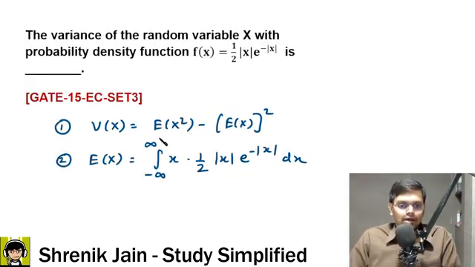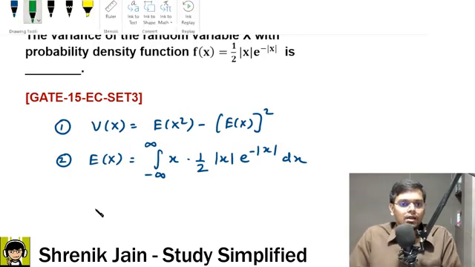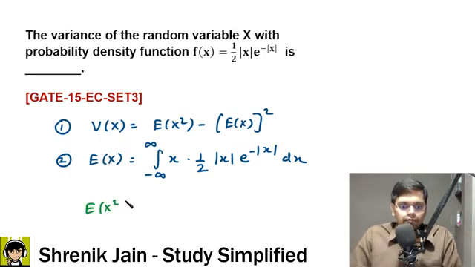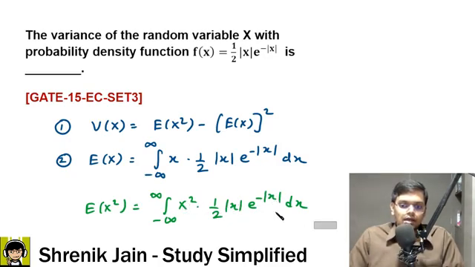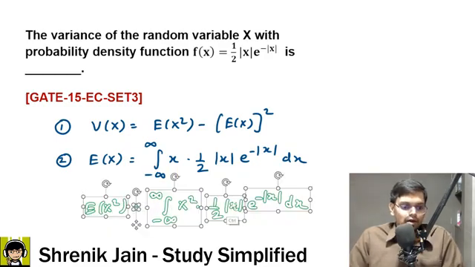E of x square I do not know. I was like, wait a second, E of x square. Sir, E of x square would be integral minus infinity to infinity x square into f of x. Now please tell me, guys, is it even or odd? Sir ji, mod x is even, x square is even, mod x, sir, everything is even. Yes, that's what I was telling you.